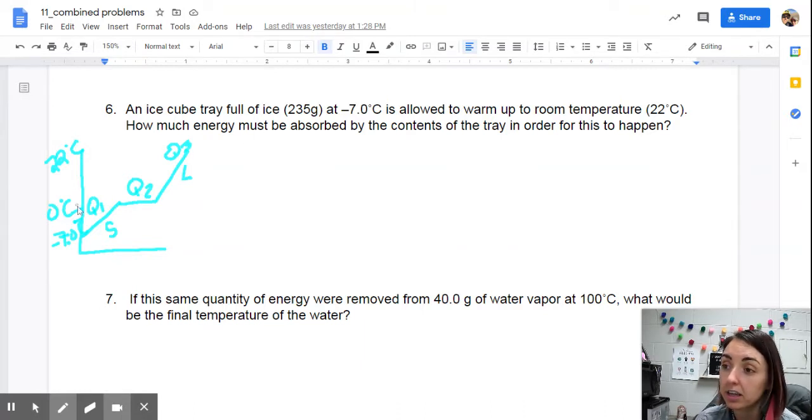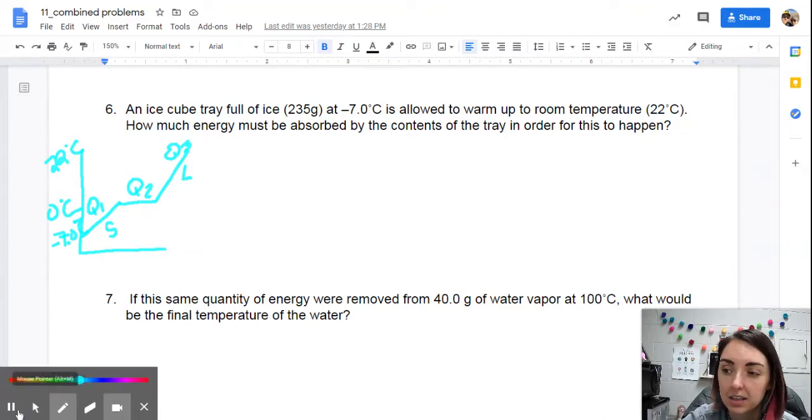Okay, so you have to calculate Q1, Q2, and Q3. Why don't you go ahead and try to do that on your own? And you can even try to get Q total. And so you'll come back here and check your answers. So again, calculate Q1, Q2, Q3, add them all up to get Q total, and come on back when you got it.